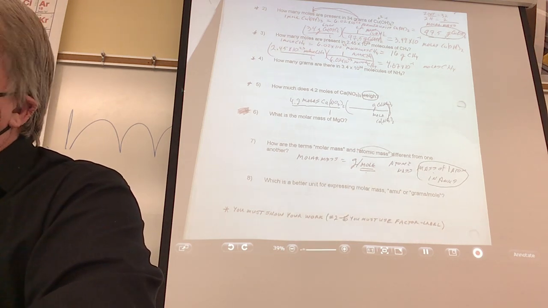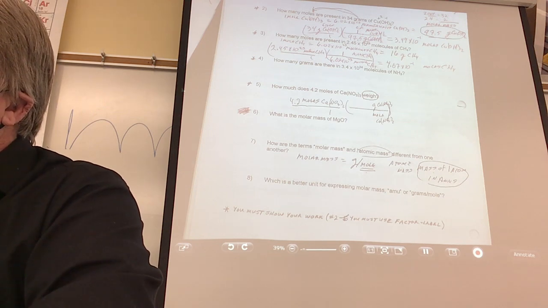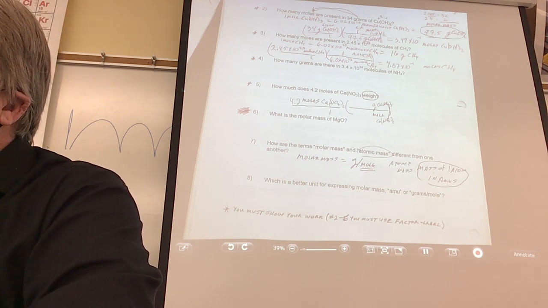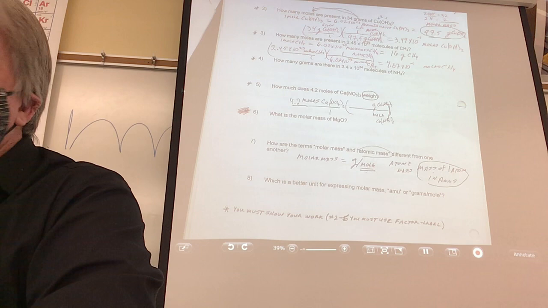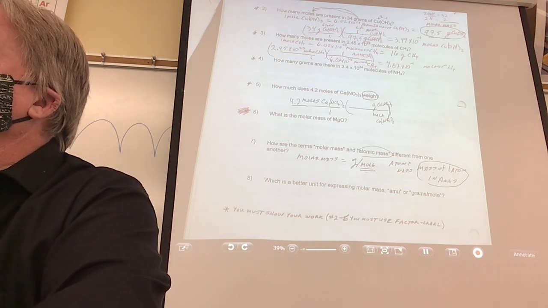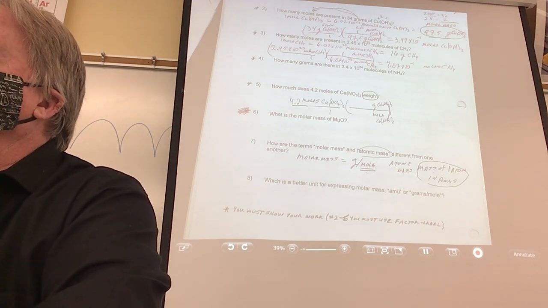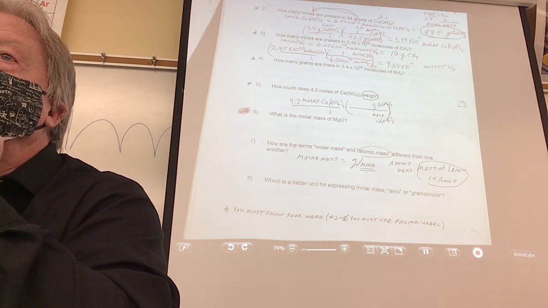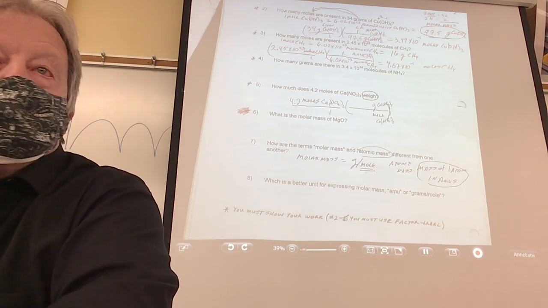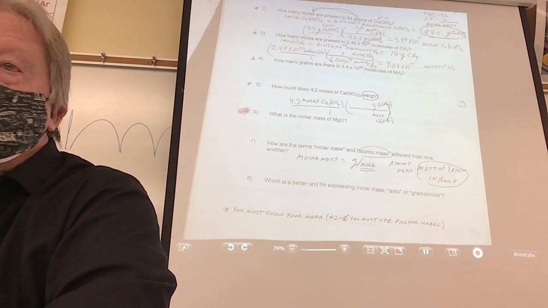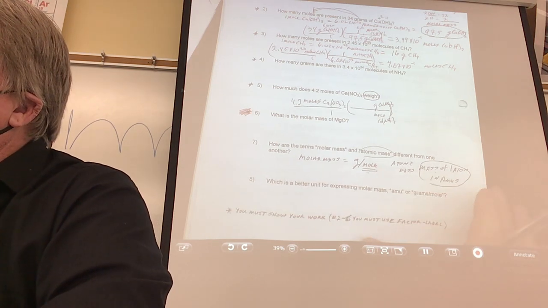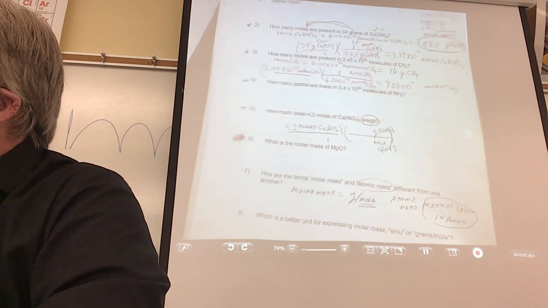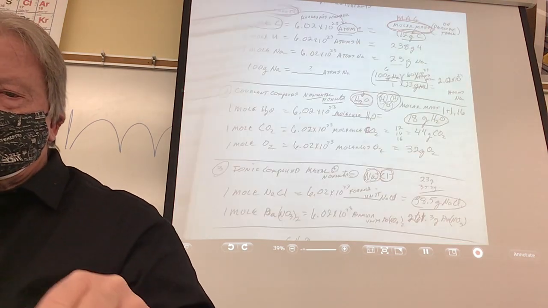All right, so now number 8, let's see if we can do number 8. Which is a better unit for expressing molar mass? AMUs or grams per mole? Which one of these is molar mass? Grams per mole. Does that make sense? All right. Anyway, I think you should be able to finish this. It should be easy homework for you, like that.